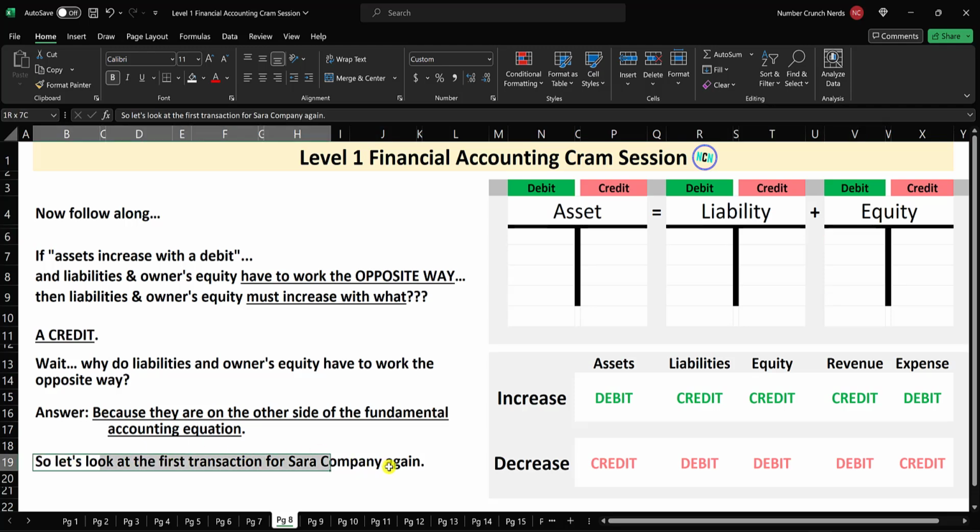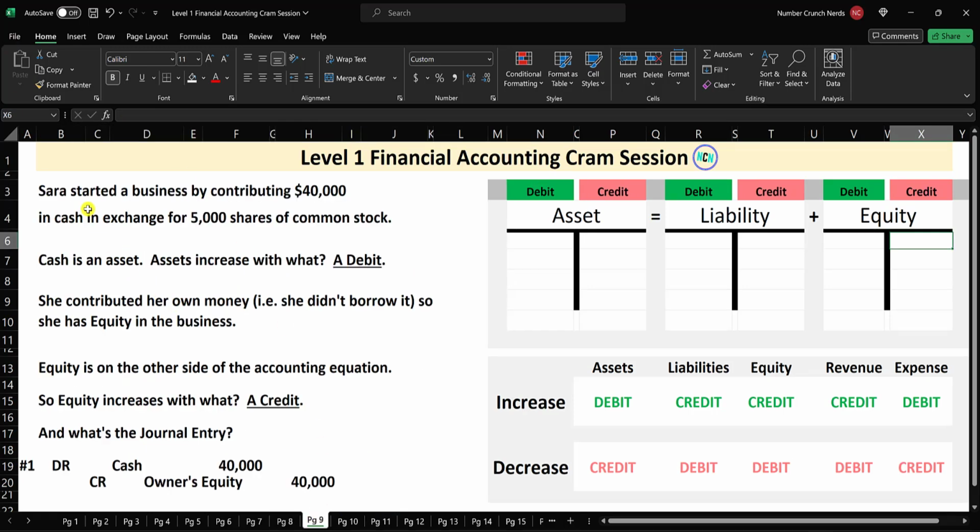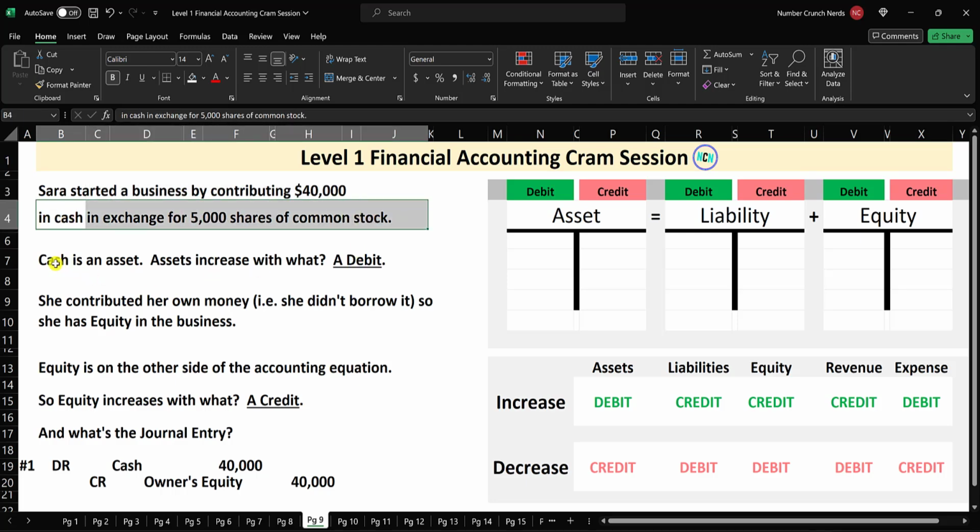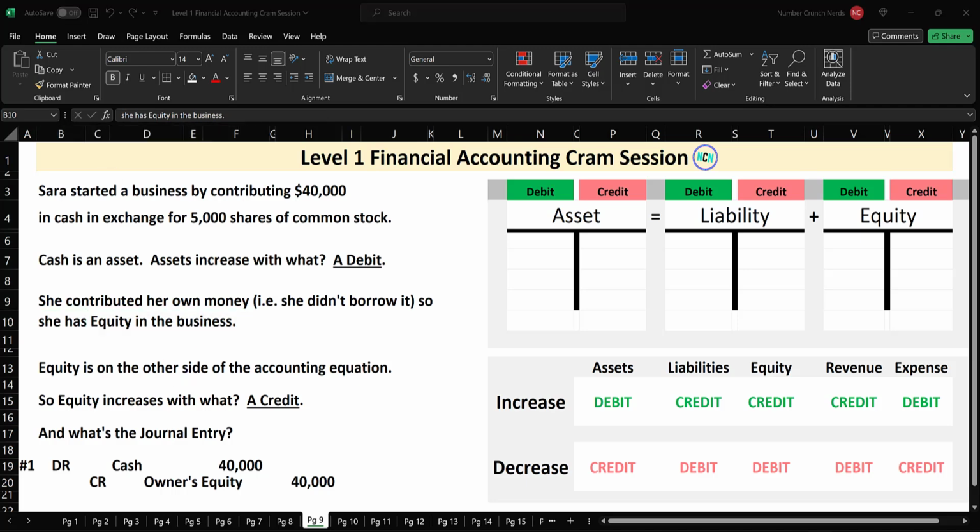Let's take a look at the first transaction from Sarah Company again. Sarah started a business by contributing $40,000 in cash in exchange for 5,000 shares of common stock. Cash is an asset. Assets increase with what? A debit. She contributed her own money, i.e. she didn't borrow any money. So she has equity in this business. Equity is on the other side of the fundamental accounting equation. So equity increases with what?